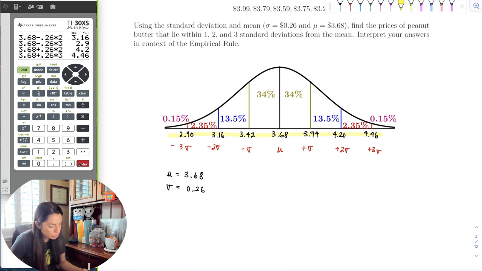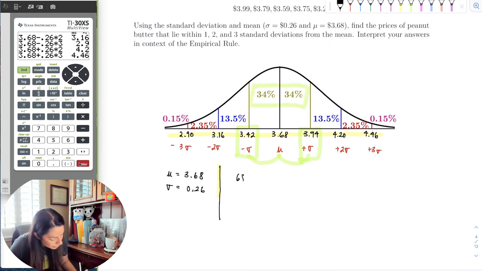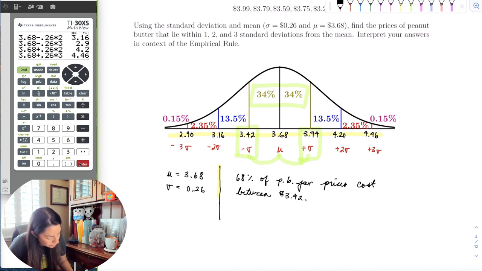Now let's go ahead, we found all of them. Now we can interpret our answers. I don't think we have to interpret all. I think we get the idea after the first one. So let's say here, it's green, so let me do green. Here is one standard deviation away. So this means that 68% of peanut butter prices cost between $3.42 and $3.94.